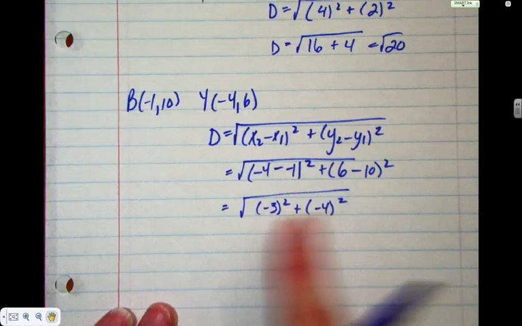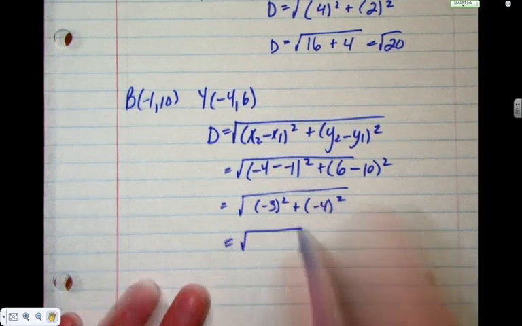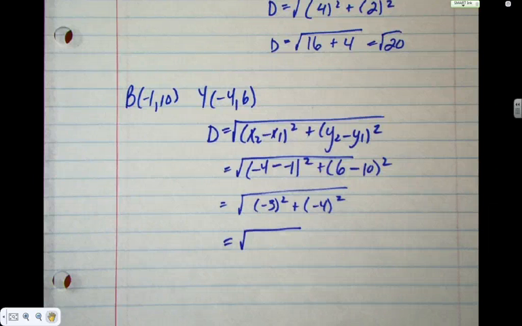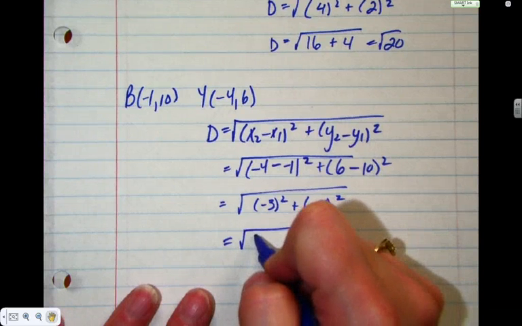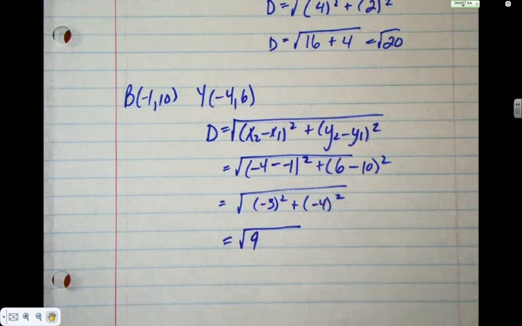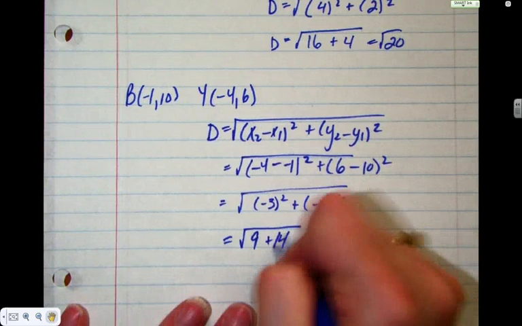Note that I still have these brackets because that negative needs to be included in the squaring. If you drop the brackets, your whole answer is going to be incorrect. Now I'm doing exponents, so negative 3 squared, so negative 3 times itself. Negative 3 times negative 3. 9. And negative 4 squared, so negative 4 times itself, or negative 4 times negative 4. 16, yes.